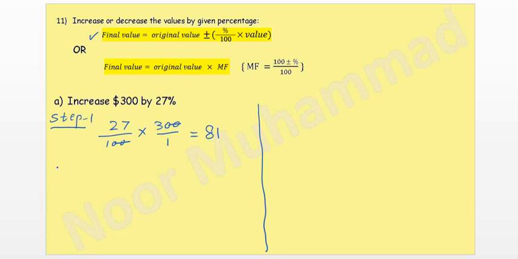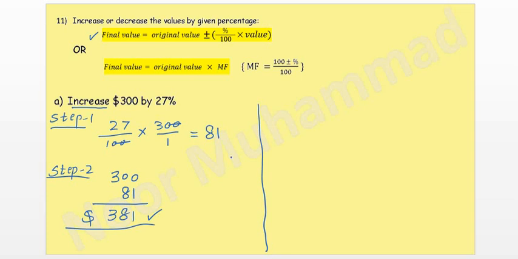Now we want to know how much will be the total value, the final value that $300 will change into. So you will add, because this is the case of increase, you will add this amount into 300 to know what will be the new amount. So the new amount will be $381. Means if you increase 300 by 27%, the final amount will be $381. This is one method. The second method is to go with this formula.